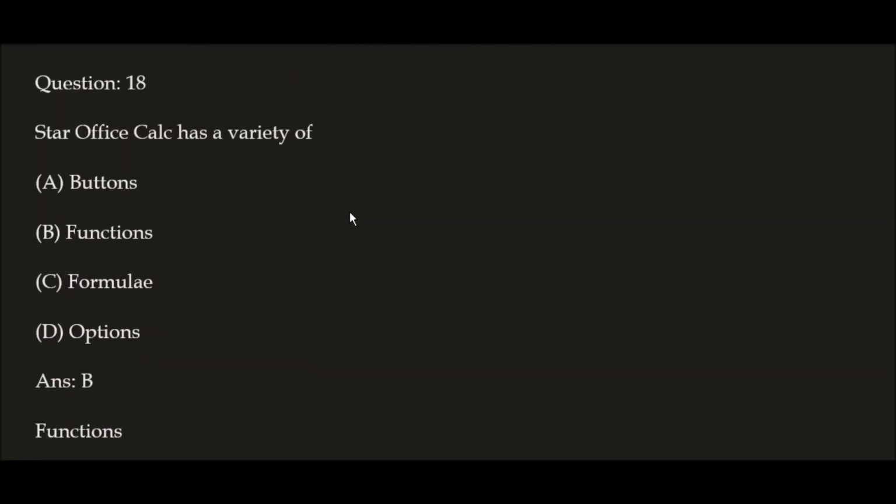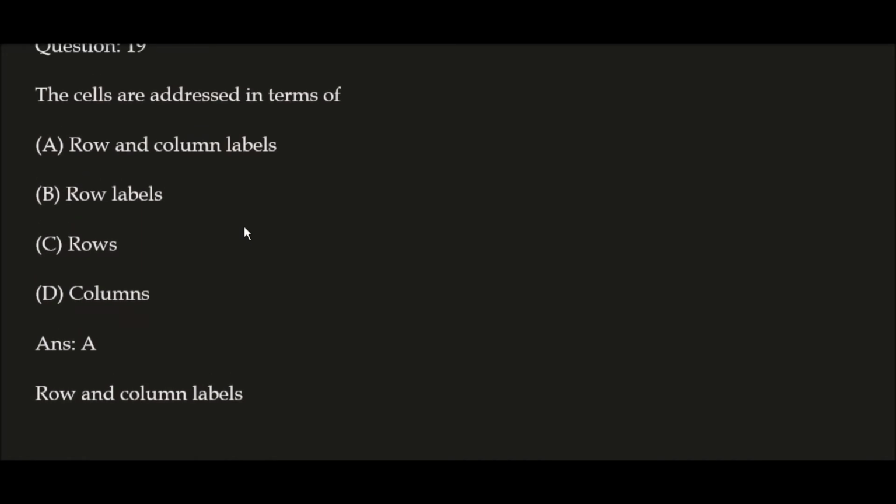Next question. Star Office Calc has a variety of option A buttons, option B functions, option C formulas, option D options. Correct answer here is option B functions. Star Office Calc has a variety of functions. It's included different kinds of lots of functions. Okay. Next question. Cells are addressed in terms of option A row and column labels.